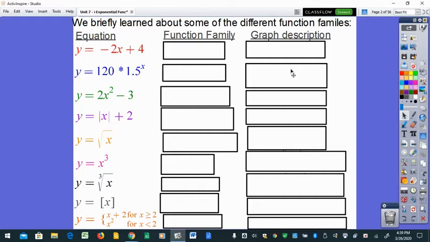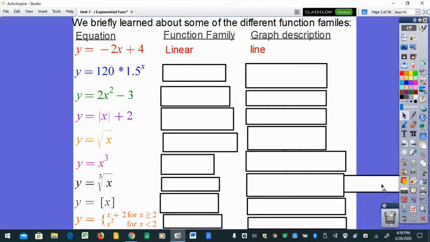Hi guys, here we are. Let's see how you did. So function family, y equals mx plus b. This is our linear. We did a whole 2 units on this, linear functions, and then we did systems of linear functions. Of course, the graph would be a line.